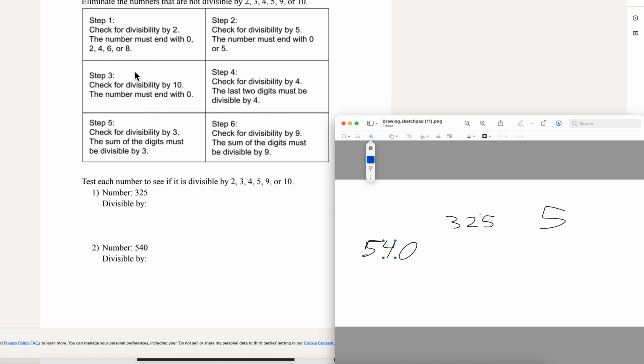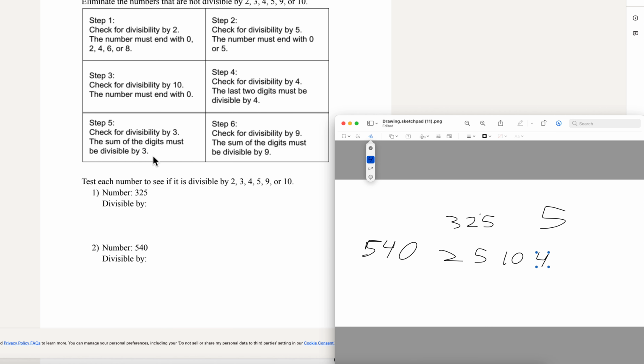This is divisible by 2 since it ends with a 0. It's divisible by 5 since it ends with a 0. It's divisible by 10 since it ends with a 0. It's divisible by 4 since 4 plus 0 equals 4, and 4 divided by 4 is 1, so it's a clean cut and has no remainder. So it's divisible by 4.